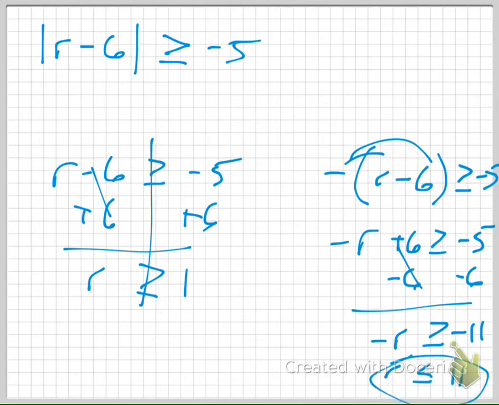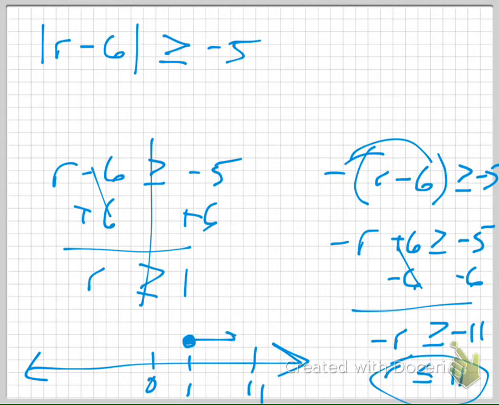There they are. Let's see what it looks like on the graph. We have a 0, we have a 1, we have an 11, right? It is greater than or equal to 1, and it's less than or equal to 11. So without this, it would just look like this. Make sense? Okay.